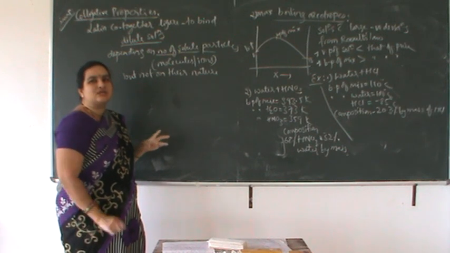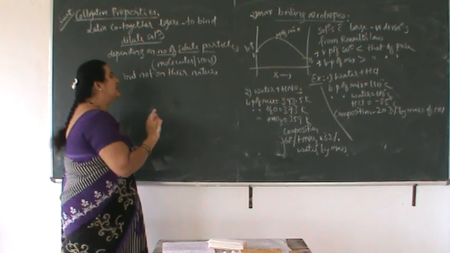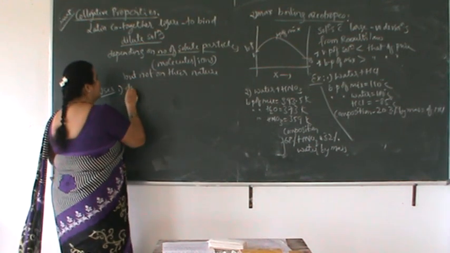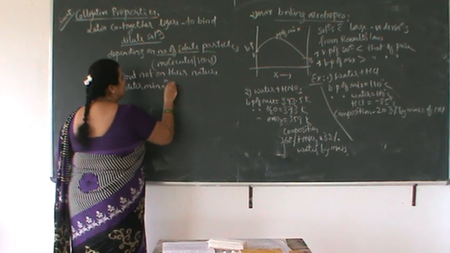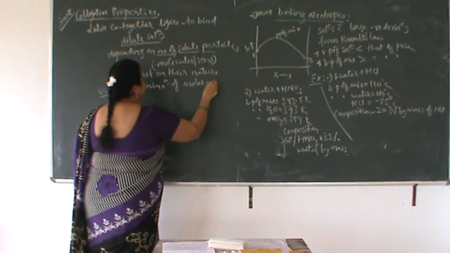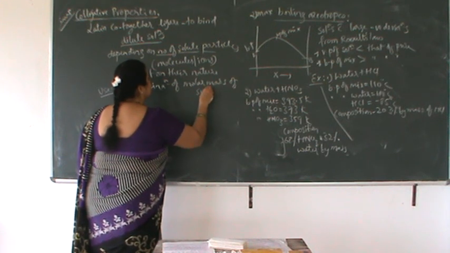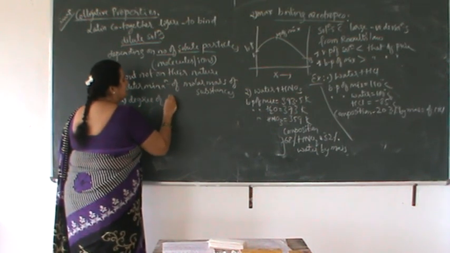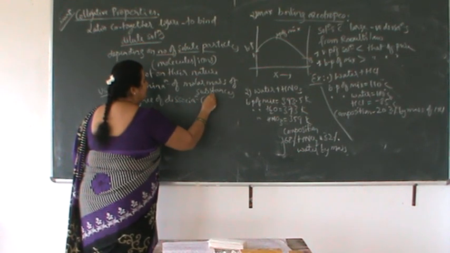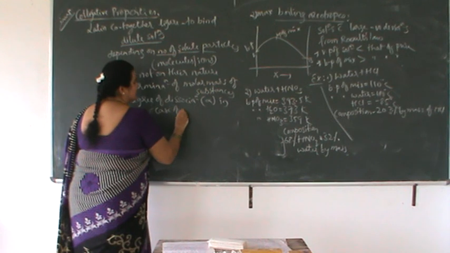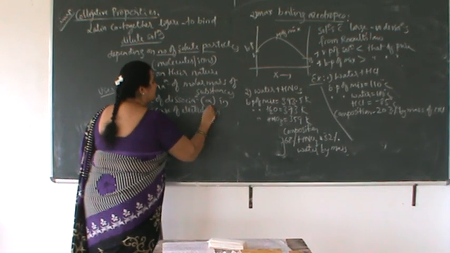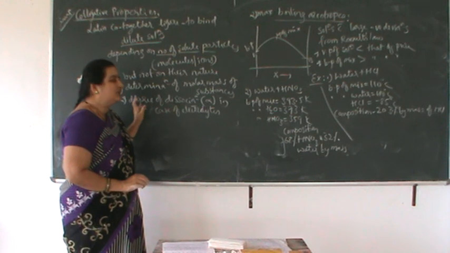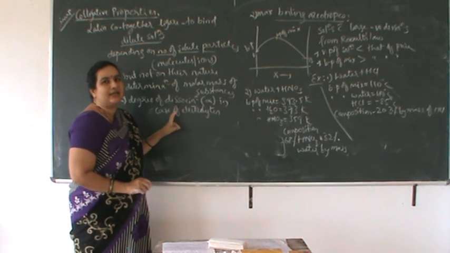Then what is the use of studying colligative properties? Colligative properties are used in determination of molar mass of substances, and second, degree of dissociation alpha in the case of electrolytes.